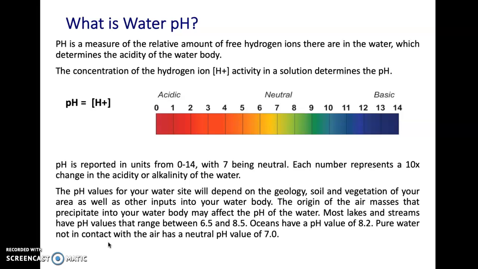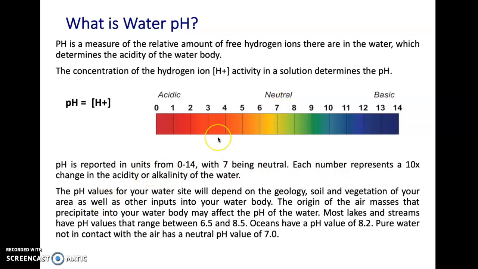We're measuring the relative amount of free hydrogen ions that are in the water, which determines the acidity of the water. So if you have more hydrogen ions, it's going to be more acidic, and you're going to be closer to the 0, 1 area. If you have equal amounts of hydrogen ions and OH ions, you're going to be neutral. And if you have more OH ions, you're going to be more basic. So H plus OH is H2O. That's why in the middle you'd have water, which is neutral.